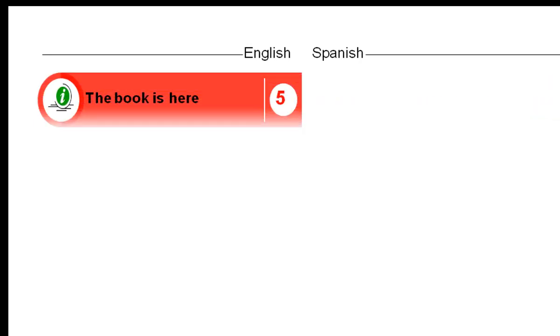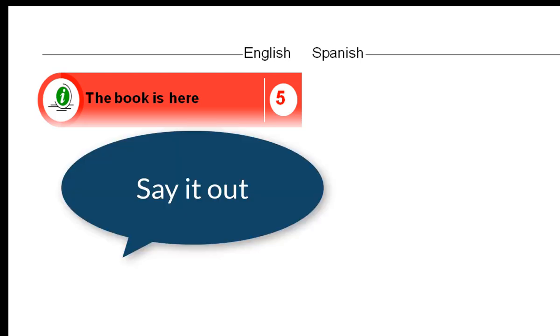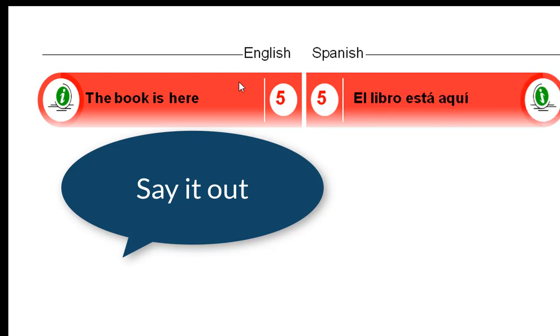So basically in all these examples we have used the third person form of estar, both the singular and the plural version. Está and están. The book is here. Book is known as libro. So we know the book would be called el libro. El libro está aquí. The book is here.